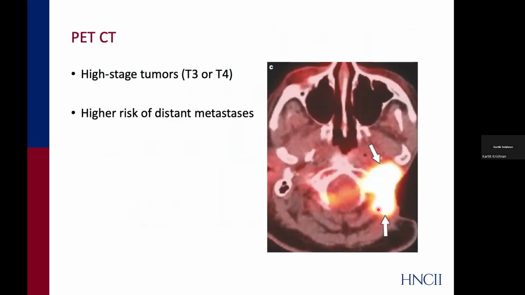When is a PET scan needed? Generally, the literature recommends that a PET scan should be done in high stage tumors, that is T3 or T4, as they have a higher risk of distant metastasis. And we should do it because we will know the exact location of the disease, as these diseases cannot be clinically located. So a PET scan can be done in cases of higher stage disease.